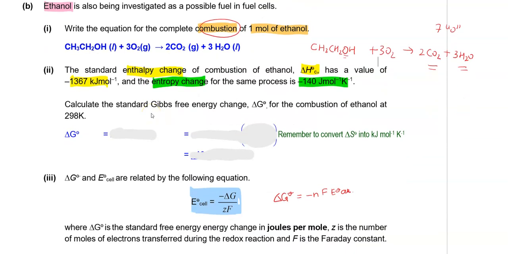Okay, moving on, we have the standard enthalpy change of combustion to be this, and entropy change to be negative 140 joules per mole per Kelvin. We are supposed to calculate the standard Gibbs free energy. So we make use of the formula delta G naught equals delta H naught minus T delta S. Sub in your delta H, negative 1367. Entropy change delta S, take note of the units, is in J per mole per Kelvin. This is in kJ per mole, and since you want to find delta G, which is in kJ per mole, it makes sense for us to convert delta S into kJ per mole per Kelvin. So all we need to do is divide it by 1000.